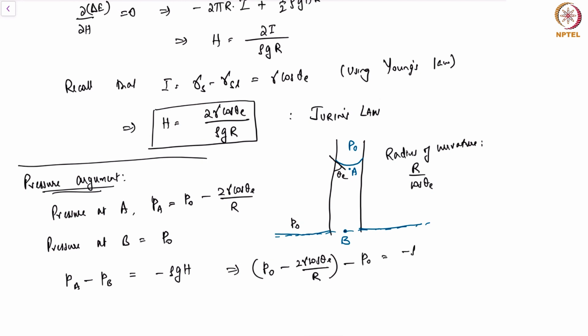This will be minus rho gh, right? And therefore I can cancel this P naught out, and what I simply have again is h goes like 2 gamma cos theta_e by rho gr. We arrive exactly at the same result. So we have seen the problem of capillary rise in tubes through three different ways.